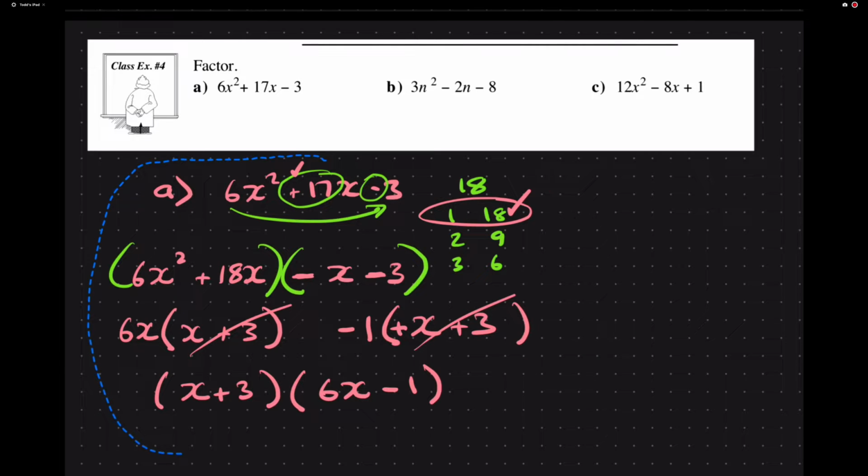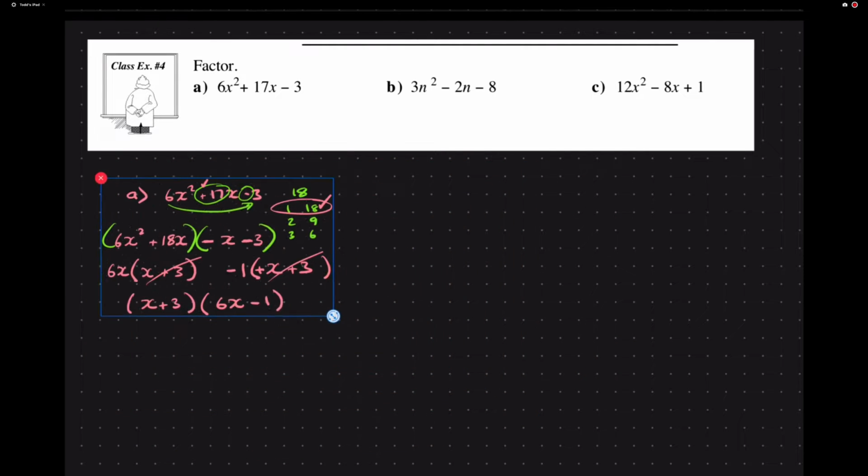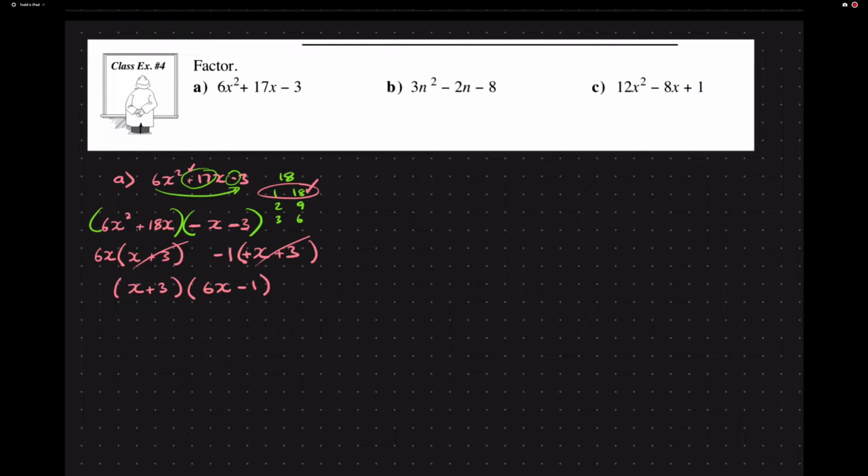Okay, so these are exactly the same as the last example that I did, except in this case the last term is negative. Okay, so I'll move this over to the side. Let's move on to example B.